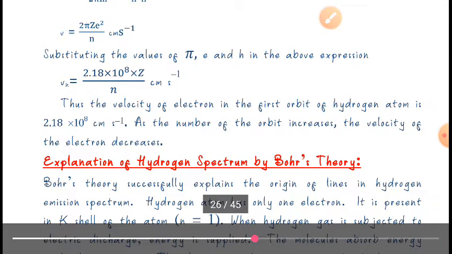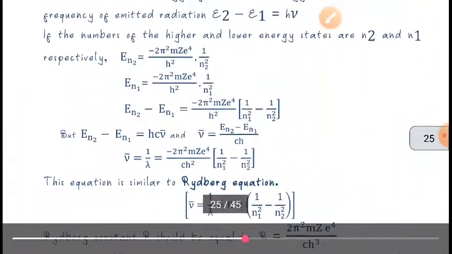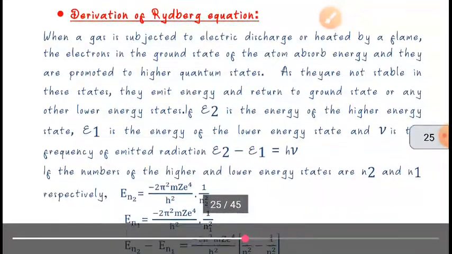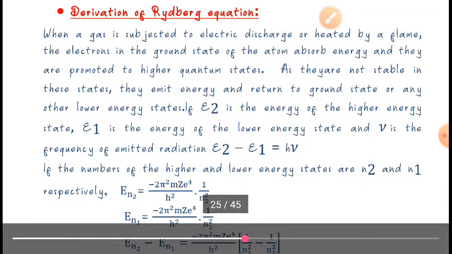Now you can see here, the explanation of the hydrogen spectrum by Bohr theory. This and the Rydberg constant we will see in one go, combined. Using the quantum theory of radiation, Bohr has given an explanation. We are talking about the Rydberg constant, so let us see what the Rydberg constant is.